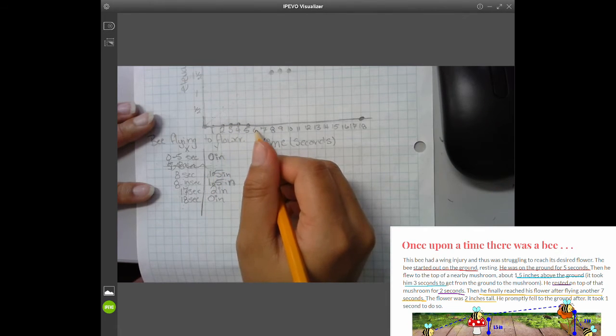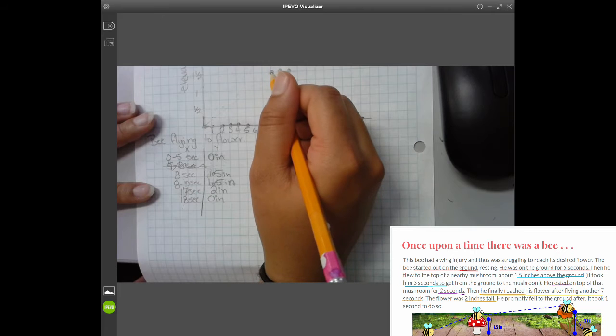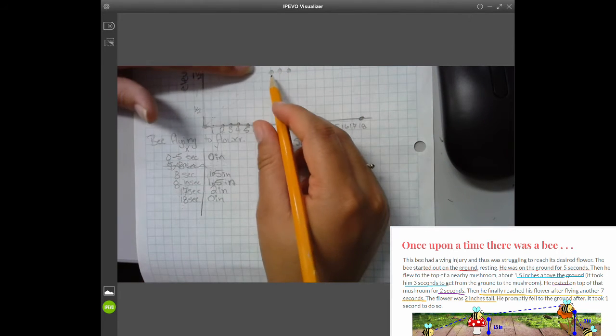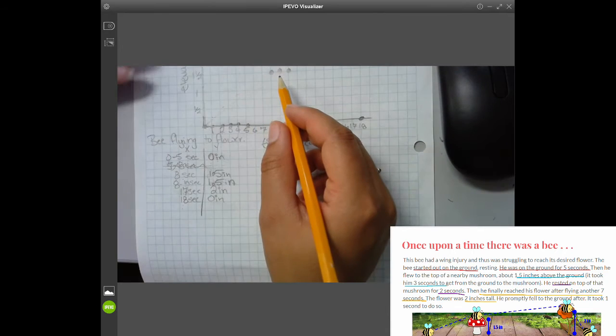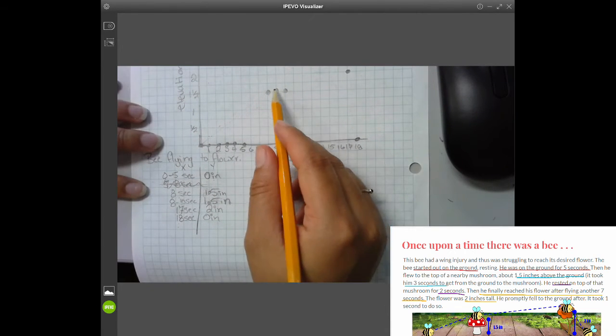And then for 6 and 7, he's flying. I actually don't know how high he is. I just know at 8 seconds, he's 1.5 inches tall. So I put 8 and I line it up with 1.5. 8 seconds, 1.5 inches tall. And then he rests there for 2 more seconds. So at 9 and 10, he's still 1.5 inches tall.